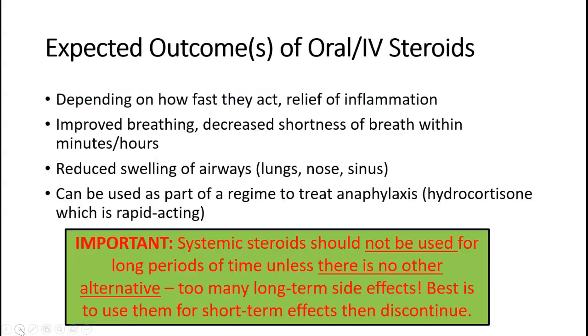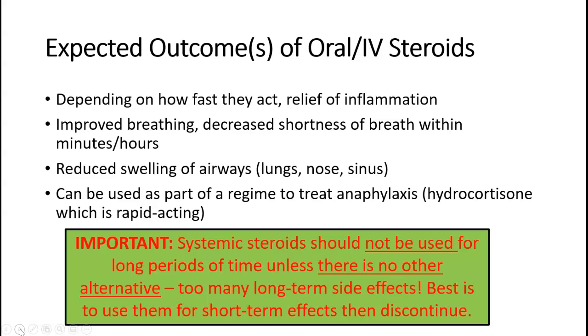The expected outcomes of oral or IV steroids really depend on how fast they act. So you should get relief of inflammation, and that does help people breathe better. So you may get improved breathing, decreased shortness of breath, but it will probably be closer to hours before you really get that. Now, if you're giving it IV, you may get it a little bit quicker, but you'll have reduced swelling of airways. Again, this doesn't reverse bronchoconstriction, and I want to make that really clear. This deals with the inflammation part of asthma. And we can talk more about that when we're in class together.